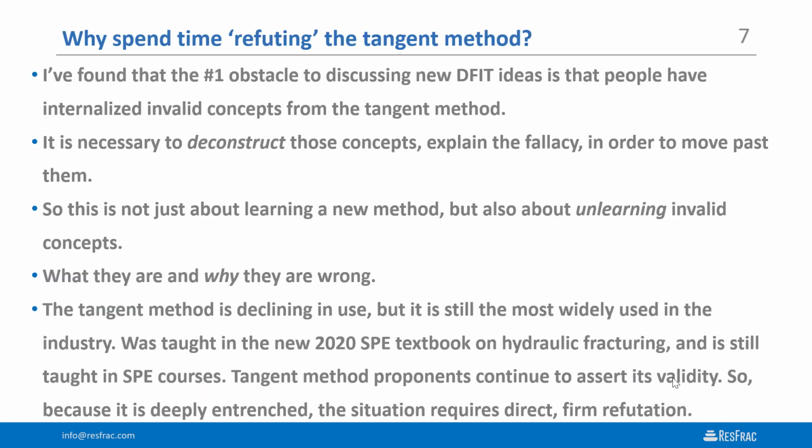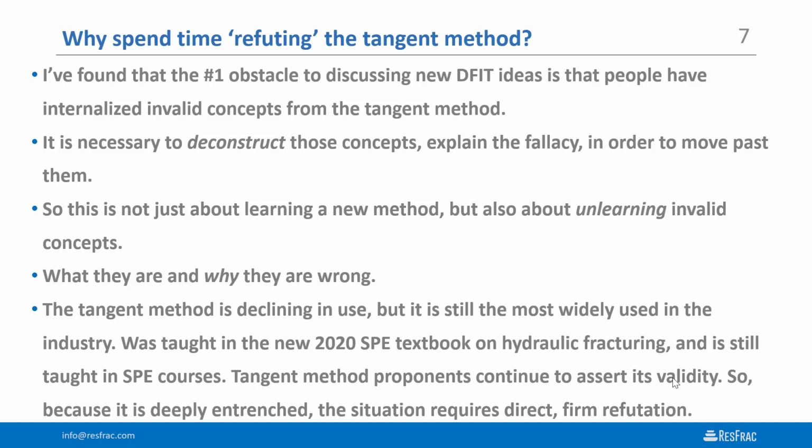Lastly, on this point, I'm going to spend a fair amount of time in this presentation directly refuting the tangent method. You might say, well, Mark, why even talk about it? Why not just present your work and ignore the alternative perspective? Well, when I have conversations with people about DFIT, the number one obstacle is that they've internalized a lot of things that have been disproven. So they say, oh, that can't be true because of this or that. And this whole tangent method is a series of beliefs that obstruct progress, because if you believe a series of things that are not true, then it blocks you from being able to move forward.